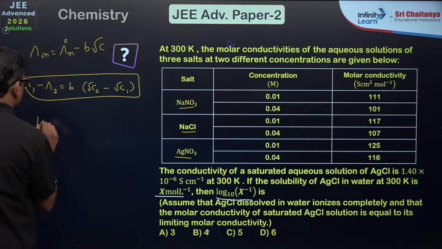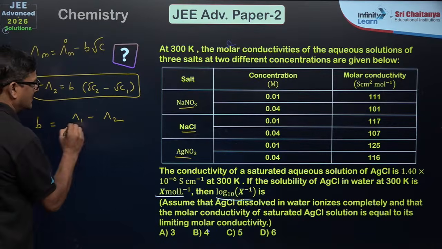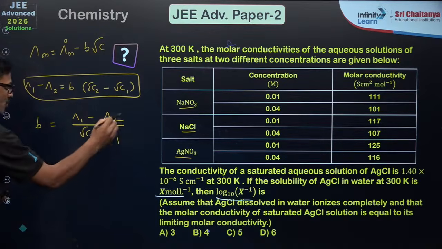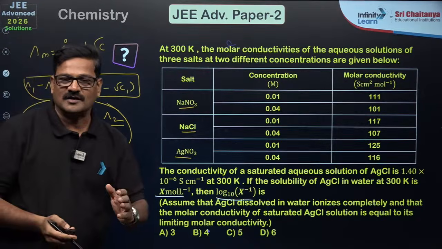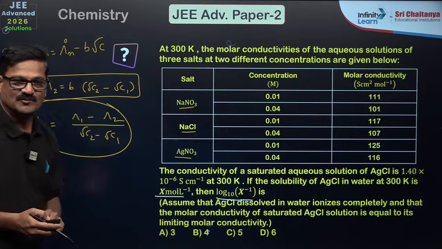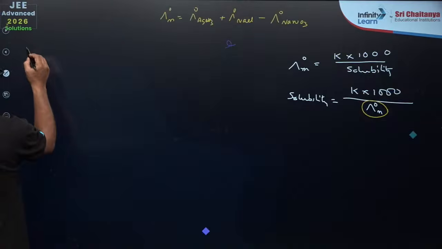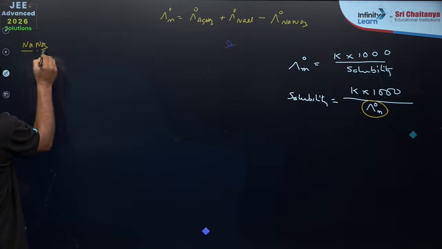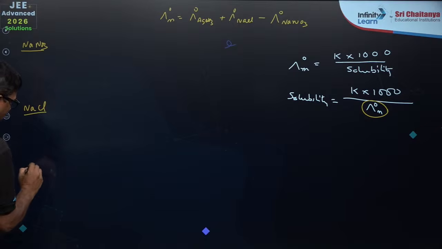So B is equal to the difference in molar conductances divided by root C2 minus root C1. So we got the values for limiting molar conductance for these 3 by using this constant and putting it here. So from this we can calculate this. Now for NaNO3 you can calculate, and you can calculate for NaCl and for AgNO3.